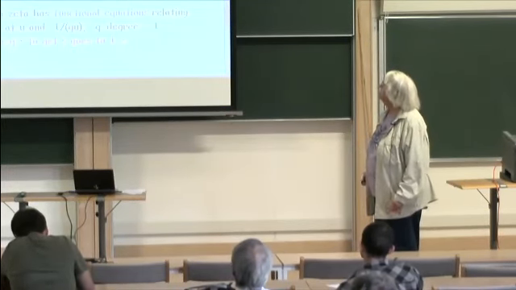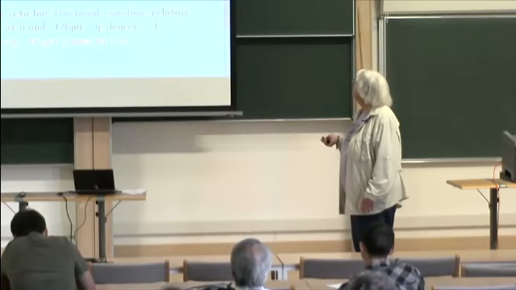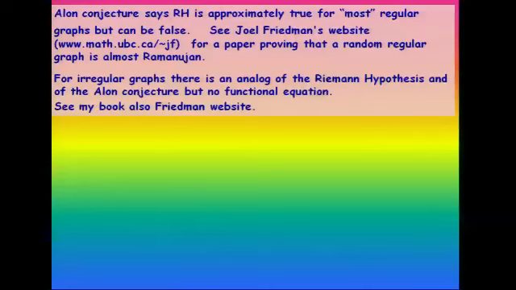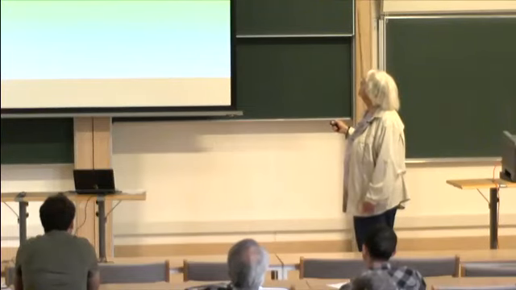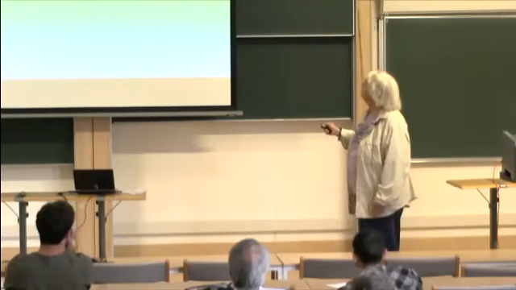So for q+1 regular graphs, you have a lot of analogs with number theory. If the graphs are irregular, it's not quite so good. Again, in the regular case, the Alon conjecture said that the Riemann hypothesis is approximately true for most regular graphs, but of course it can be false. Any time you write down a graph, you'll see it's false, unless you're trying to make it random in some way. If you look at Joel Friedman's website, you'll find he has a paper, which I think now has appeared in the Memoirs of the AMS, saying that a random regular graph is almost Ramanujan, so basically proving this conjecture.